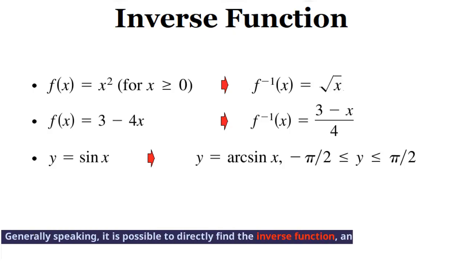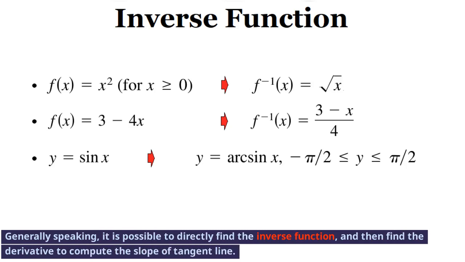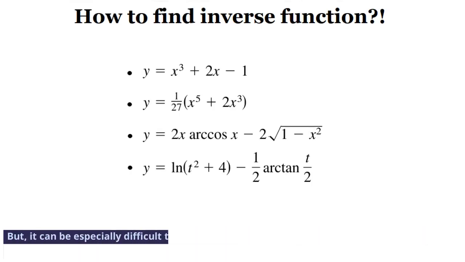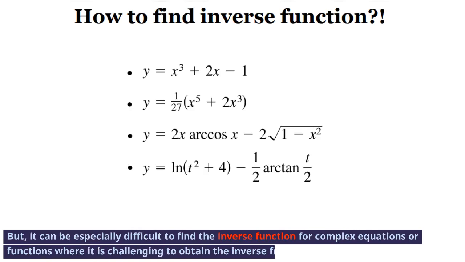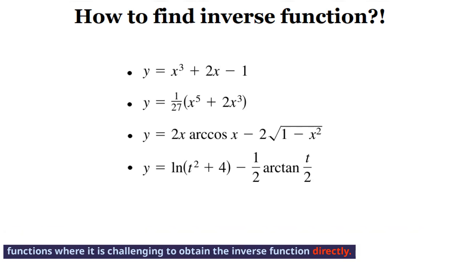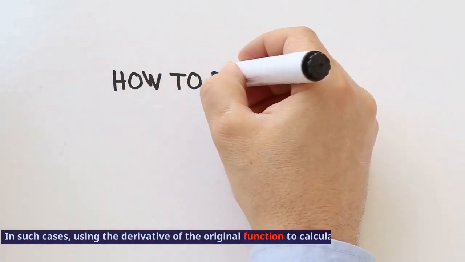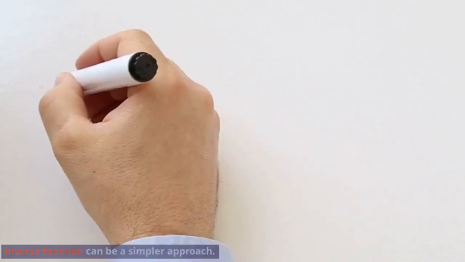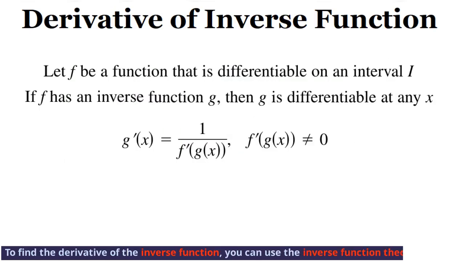Generally speaking, it is possible to directly find the inverse function and then find the derivative to compute the slope of the tangent line. But it can be especially difficult to find the inverse function for complex equations or functions, where it is challenging to obtain the inverse function directly. In such cases, using the derivative of the original function to calculate the derivative of the inverse function can be a simpler approach. To find the derivative of the inverse function, you can use the inverse function theorem.